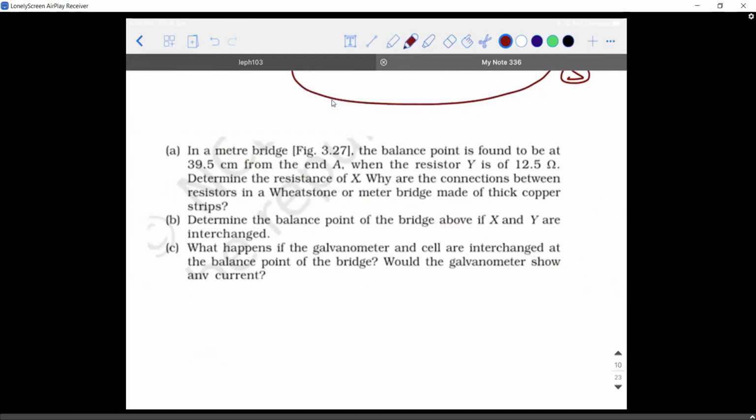In a meter bridge, the balance point is found to be at 39.5 centimeter from the end A when the resistor Y is of 12.5 ohm. What is resistor Y? In figure 3.27, the balance point is found to be at 39.5 centimeter from A when the resistor Y is of 12.5 ohm. Determine the resistance X. Why are the connections between the resistor and the Wheatstone bridge made of thick copper strips?